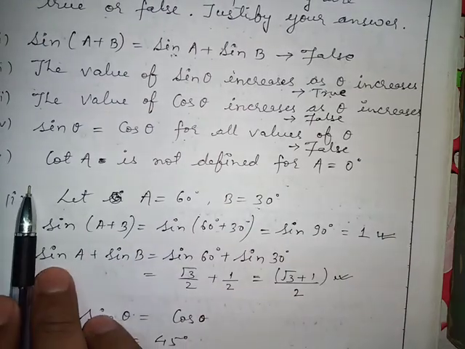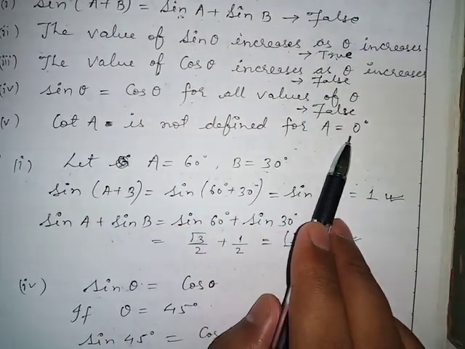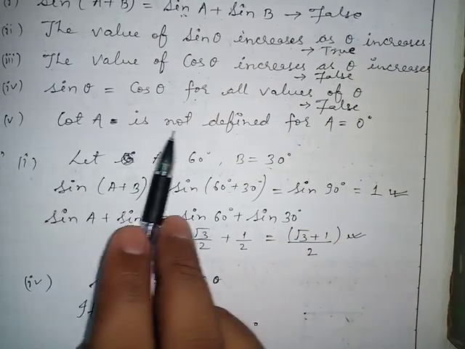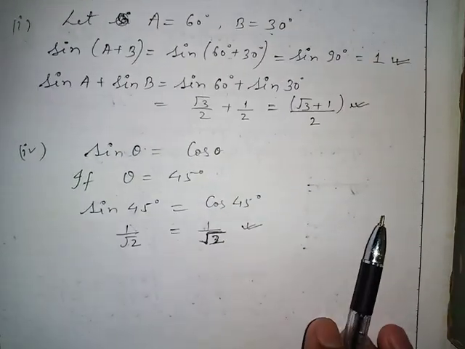Okay, now see the last one, fifth. Cot A is not defined for A equal to 0 degrees. You have to show that cot A is not defined for the value of A equal to 0 degrees.